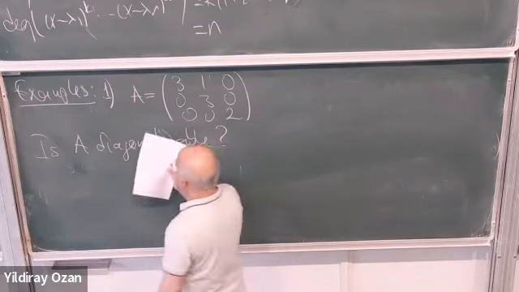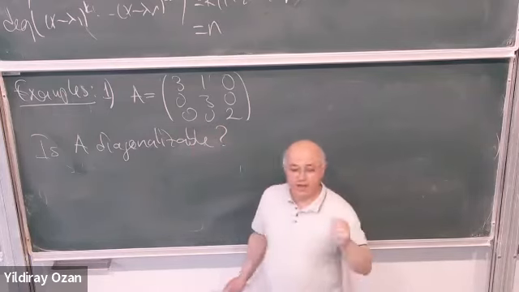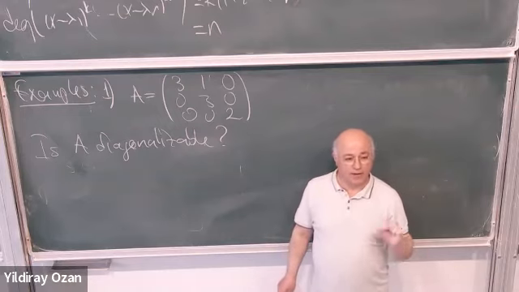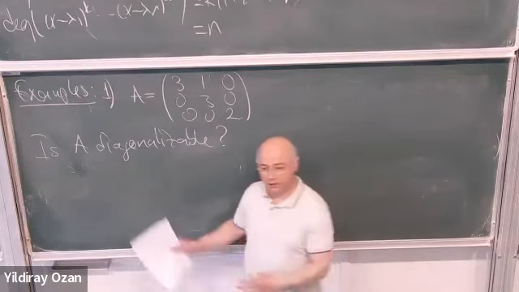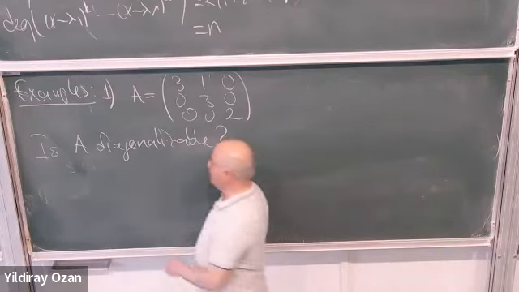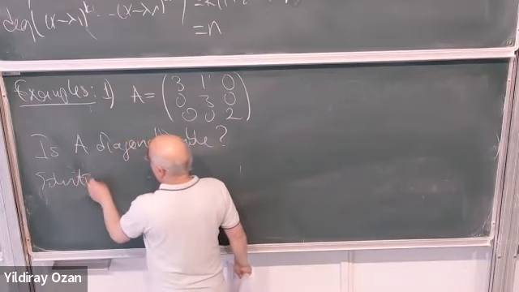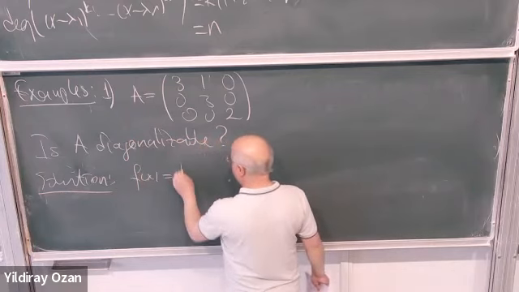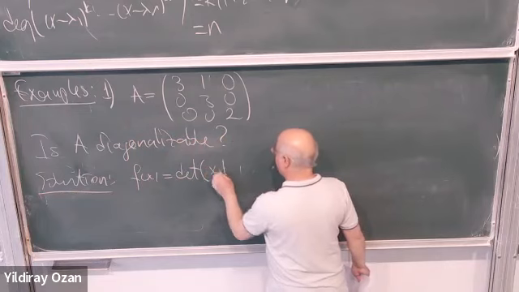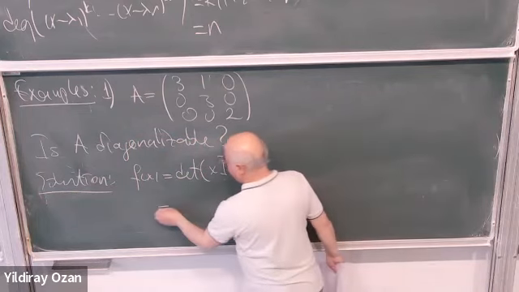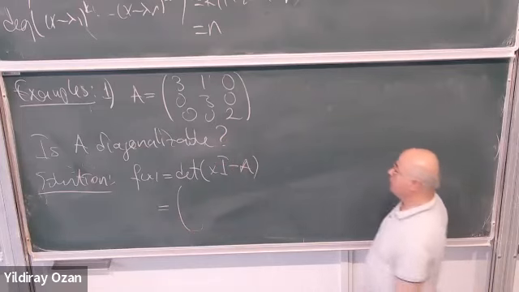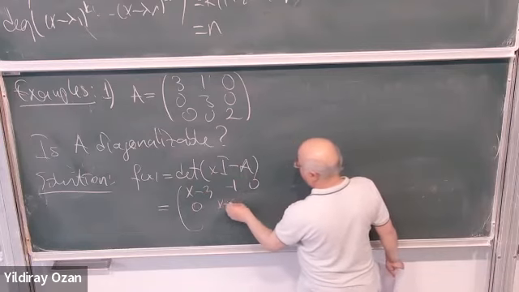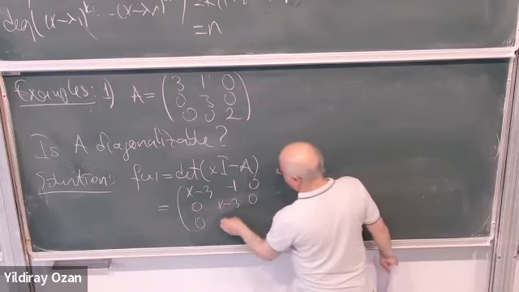Okay, now if I can find a basis for the vector space consisting of eigenvectors, then it is diagonalizable. So let's find eigenvalues and eigenvectors. To find the eigenvalues, I need to compute the characteristic polynomial. So f of x, which is the determinant of x times identity minus N. So what is this? x minus 3, minus 1, 0, 0, x minus 3, 0, 0, 0, x minus 3.